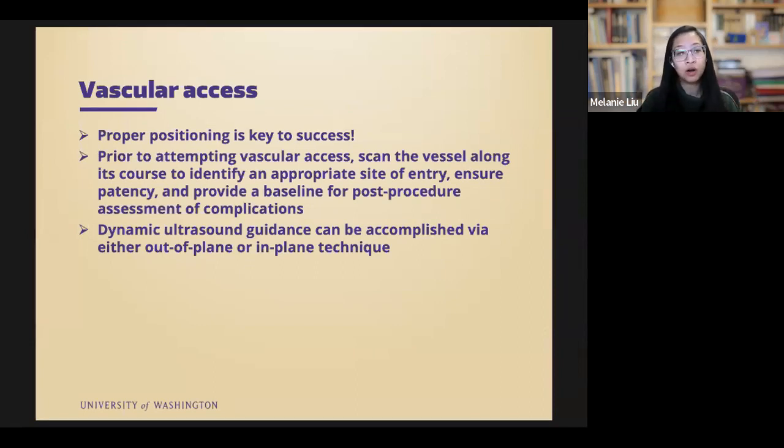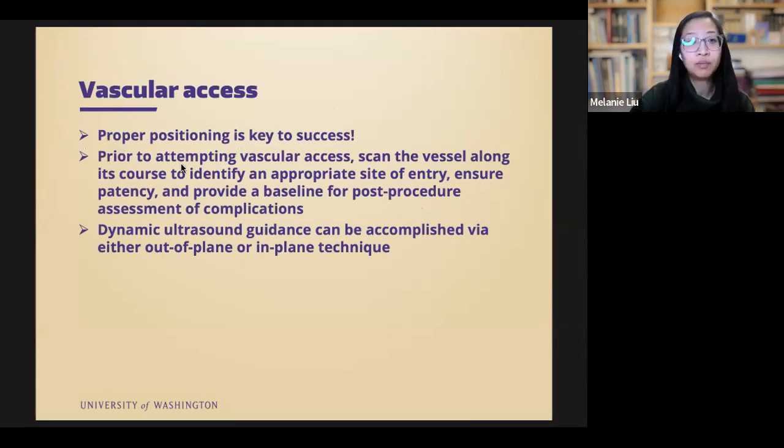Positioning for some of our other structures is a little bit more variable. For example, when cannulating the subclavian vein, I have some colleagues who will pad it up to really extend the patient. I have one colleague who wants to take the arm out because he finds it easier to scan. So it's just whatever works for you to get your optimal imaging.